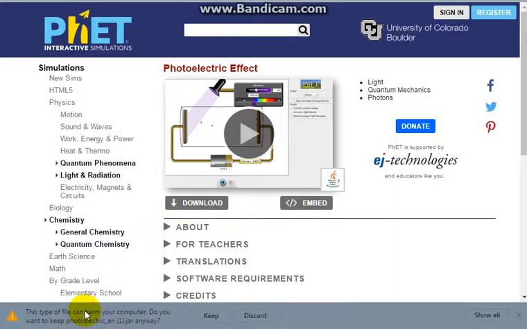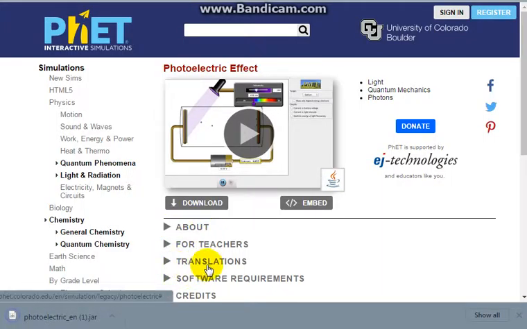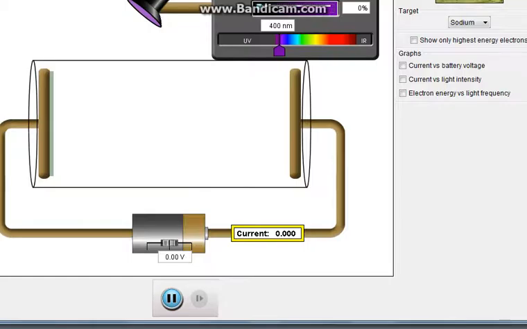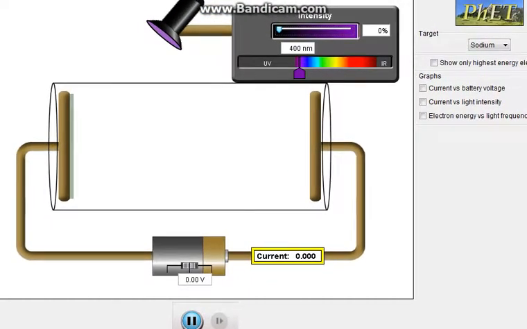It gives us a little information, but it could harm your computer. Do you want to continue anyway? Yes, because we believe it's safe. So we'll just wait for that to open. And there we go, starting up. So it looks something like this.